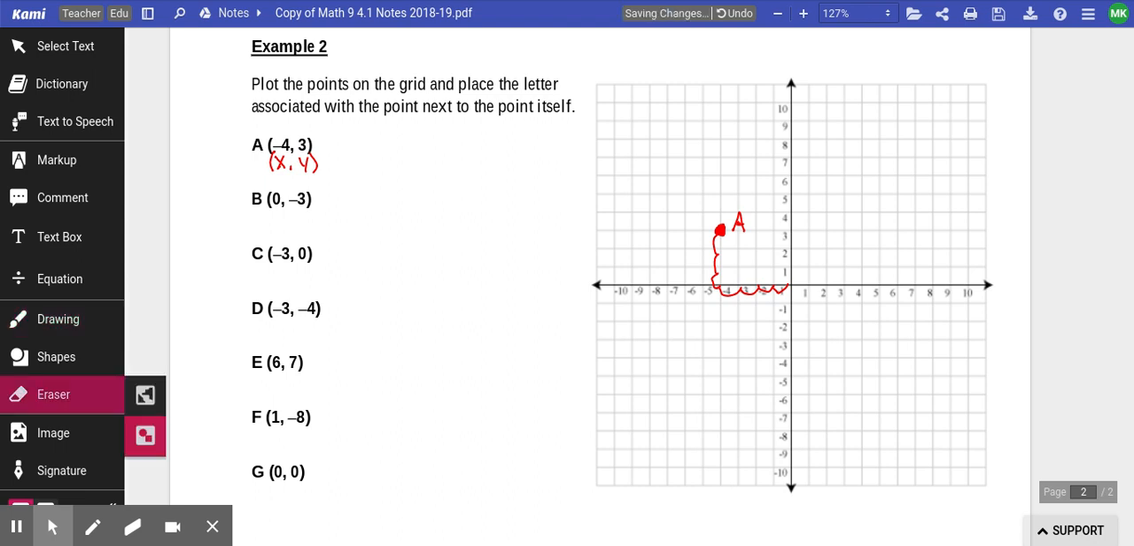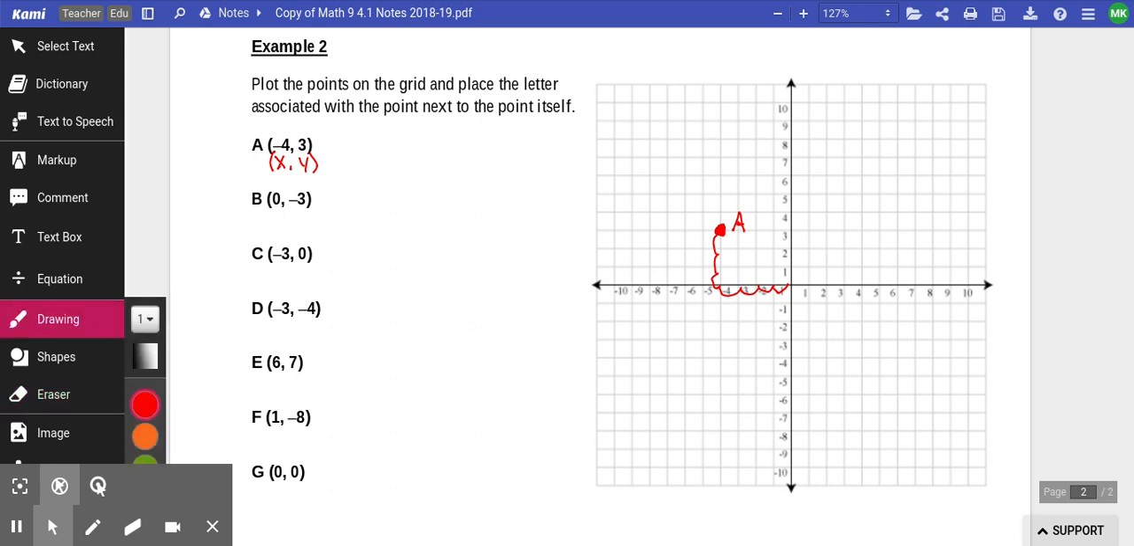I want you to try to find the other points on the graph. Point B is 0, negative 3. 0 means it never went left or right. Negative 3 means it went down negative 3. So I would be right here. Point B.